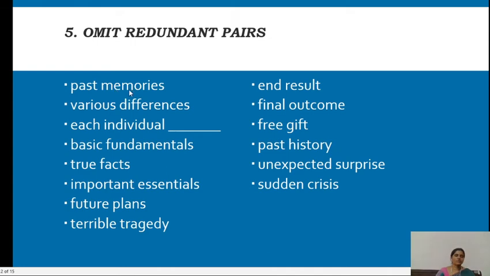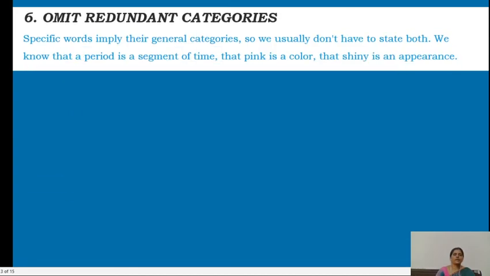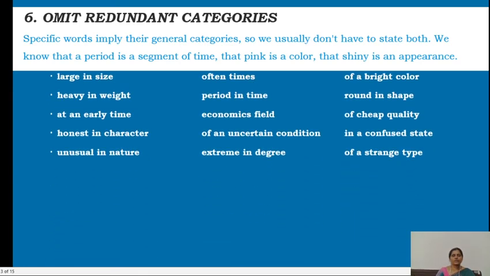So past memories: in the sense, you can keep memories and remove the past. Unexpected surprise: surprise itself is something unexpected, so there is no need of putting unexpected. You can eliminate unexpected. Such things you have to be very careful about. And omit redundant categories.